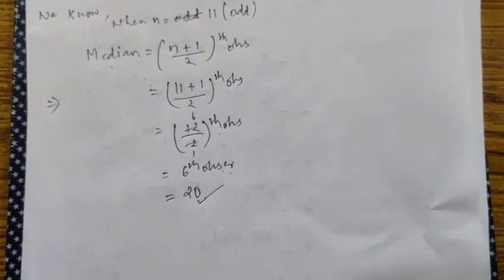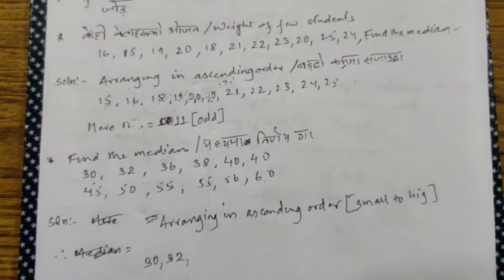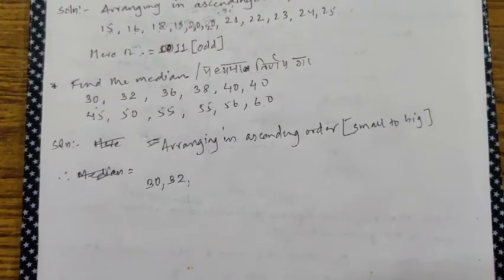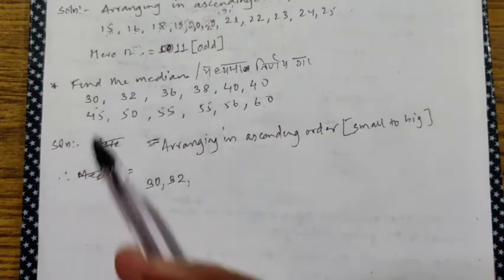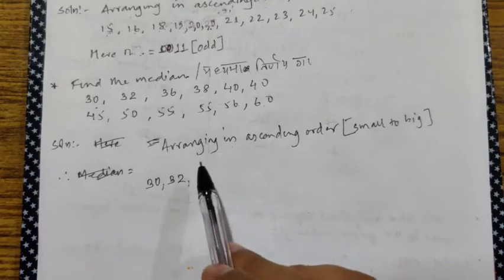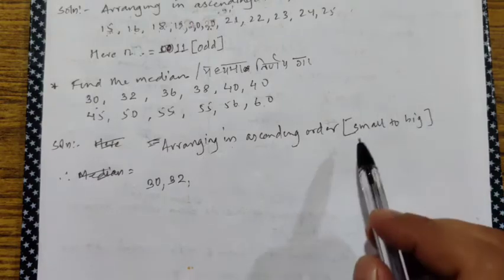Okay, now let's try solving when the number of observations is even. Let's take our next question. We need to find the median when our raw data is given to us. Can you see the raw data is supplied to us? So solution, again, arranging in ascending order. Ascending means from small to big.